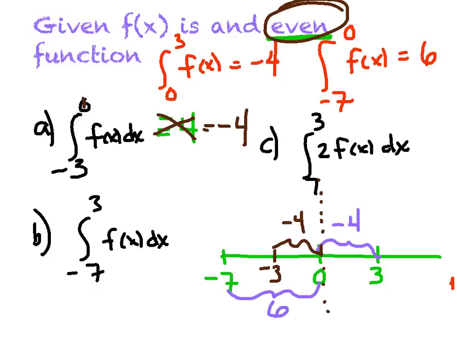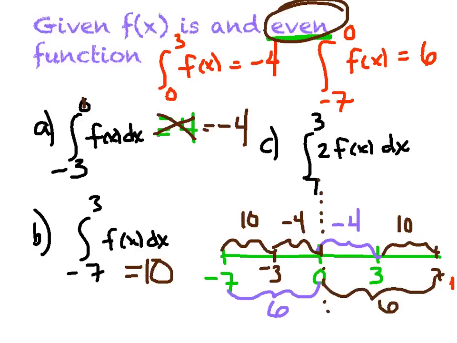Part B wants us to evaluate the integral from -7 to +3. Okay, well let's do a little math. Since we now know this section is -4, to get the distance from -7 to -3, I'm going to take this big bracket and subtract the small bracket. So 6 minus -4, hopefully you'll agree this section should be a +10. And lastly here, if this is symmetric, then I know out to +7, this little section should also be +10 because this whole thing also needs to be 6.